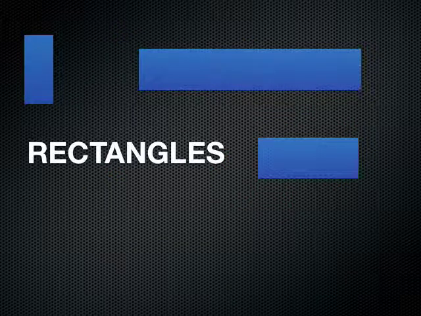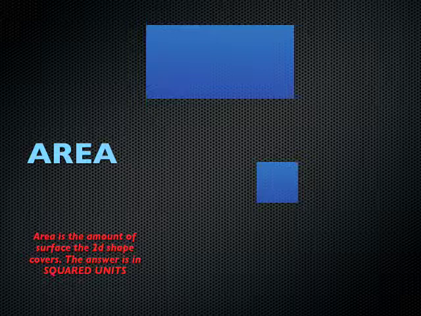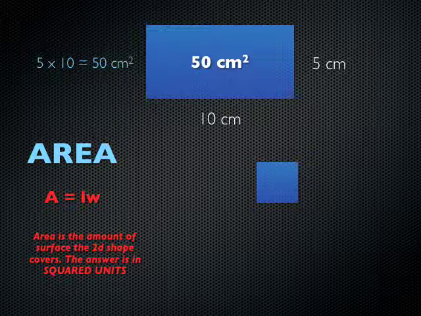Let's have a look at the area and perimeter of some rectangles. Let's remind ourselves what area is. An area is the amount of surface a two-dimensional shape covers, and our answer must always be in squared units. And the area is the length times the width. Looking at the top rectangle there, we can see that the length is 10 centimeters and the width is 5 centimeters. We remember that to find the area, the blue bit in the middle, we multiply the 5 times the 10. 5 times 10 equals 50. And we also remember that our answer must be in squared units, and in this case the units are centimeters. And so our answer for that one is 50 centimeters squared.